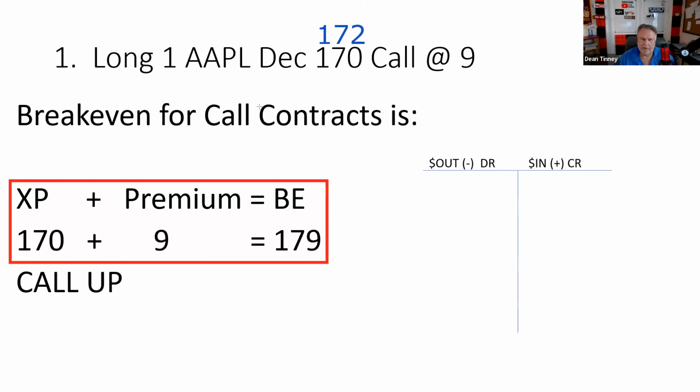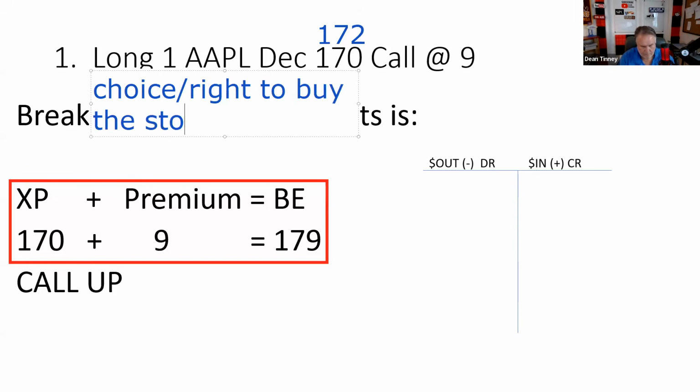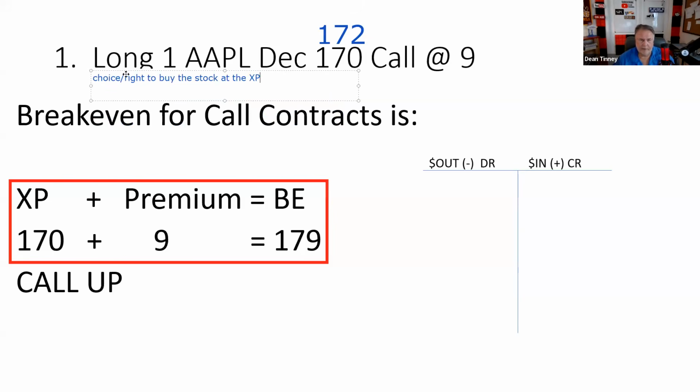Is that 9 points? By the way, the other thing I would recommend you do, it's a buffet. If you don't like something, don't put it on your tray. But the other thing I would suggest is maybe when you get an option, just underneath, right? Okay, what am I looking at? You're looking at a choice or right to buy the stock at the strike price. Sometimes that's helpful just to keep in mind what's going on here. So maybe I put that there just to remind myself what's going on.